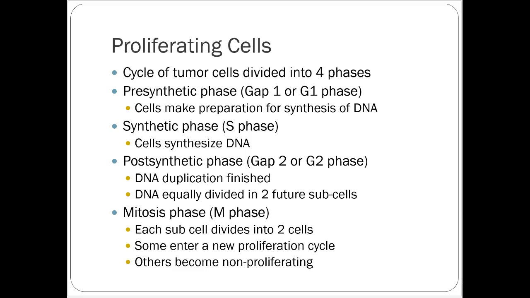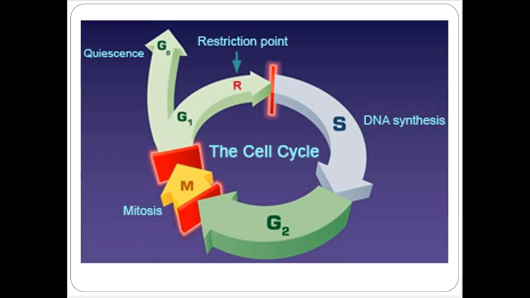So we have four different cell phases. There's GAP1 or G1 phase, which is a pre-synthetic phase, so the cell is prepping for synthesis of DNA. The S phase is the synthesis itself of DNA. Post-synthetic phase is when you start to duplicate and will divide the DNA to support two future cells. And mitosis is when the cells actually finish completion. So that's our cell cycle process.